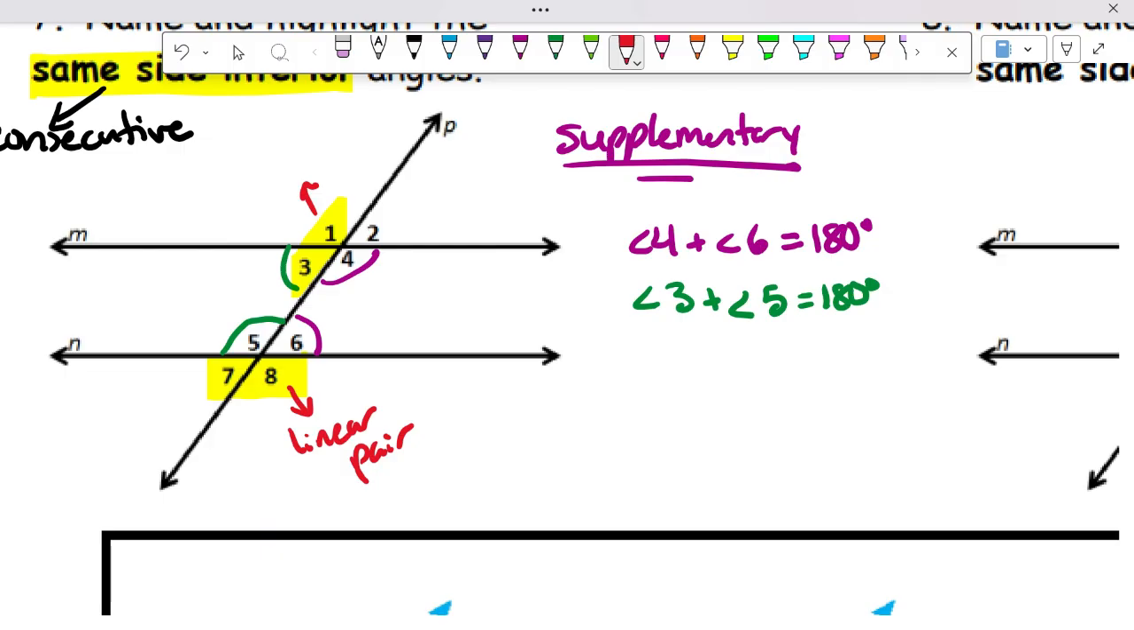Same thing down here. 5 and 7, 7 and 8, 8 and 6, 6 and 5. Those are all linear pairs. And I just want you to know that because that may be one of the connections that you see.